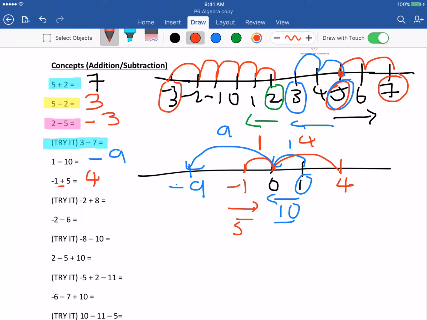Okay, so this is how you do it. You visualize the number line in your mind, and then you ask yourself, what number do you start with? Do you jump right or left? That's how you're going to do it. Okay, the next one, please go and try it.